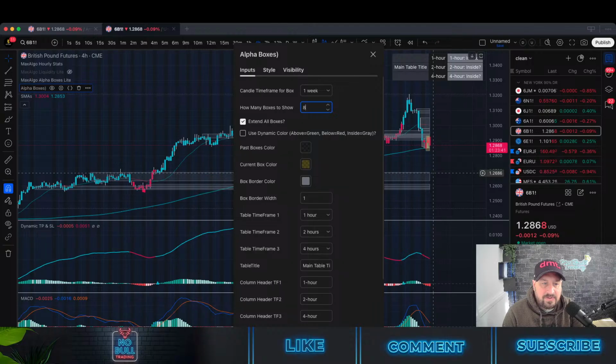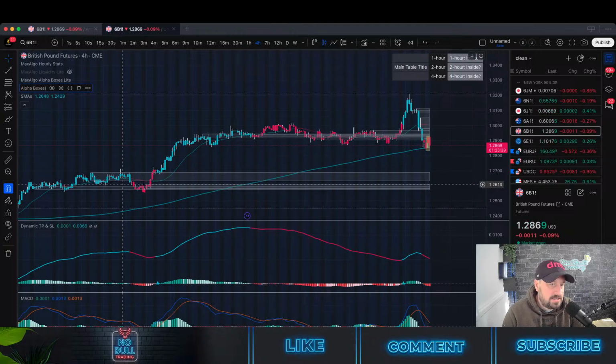Previous weekly's down here. See this level where we've been holding, and then we break out. So if the pound comes below, we could see an aggressive move down in between.